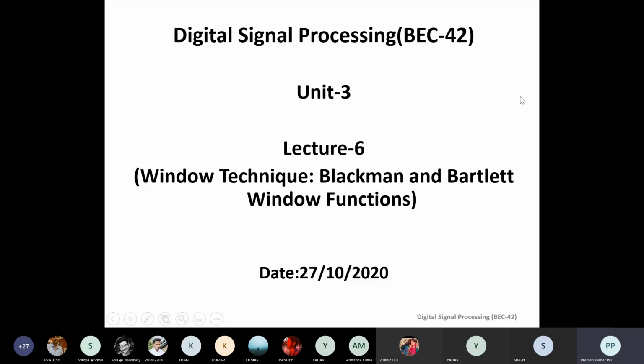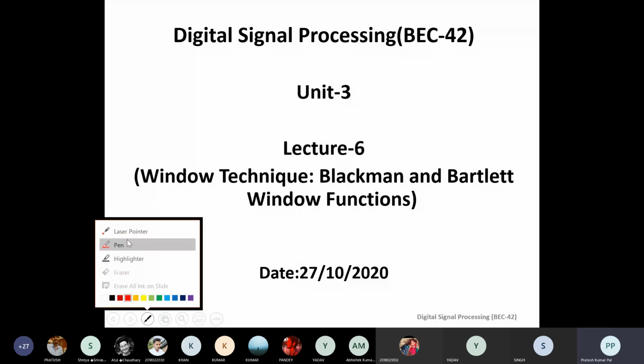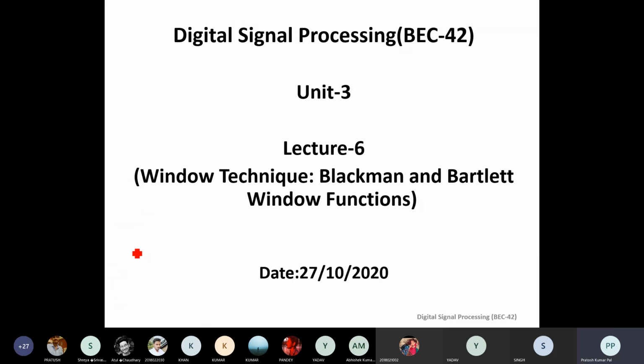In the previous class, we have seen what is Hamming window and what is Hanning window. Two different windows we have seen. Here we are seeing the window technique for designing the FIR filters. In that, first of all, we have seen a rectangular window, then Hamming and Hanning window, and now today we will see Blackman and Bartlett window.